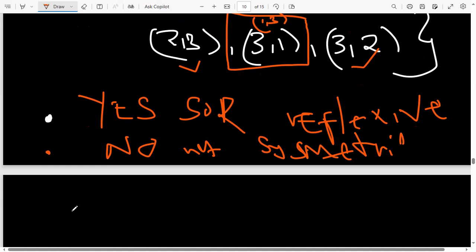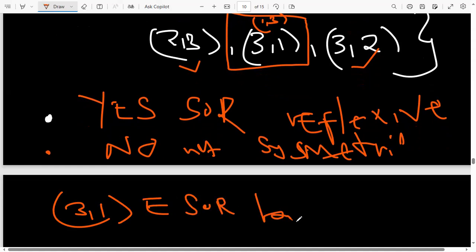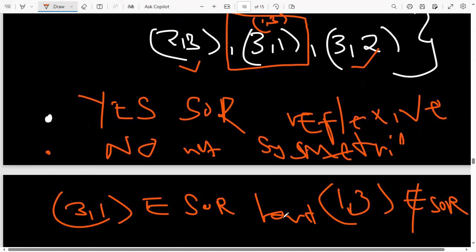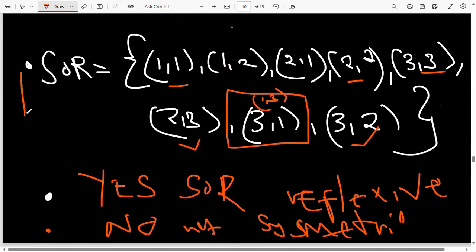Why is it not symmetric? Because 3, 1 is a member of S of R, but 1, 3 is not a member. You can say 1, 3 is not a member of this S of R. So it's not symmetric. So we have one property that does not hold. So it means that this relation here is not an equivalence relation, as simple as that.